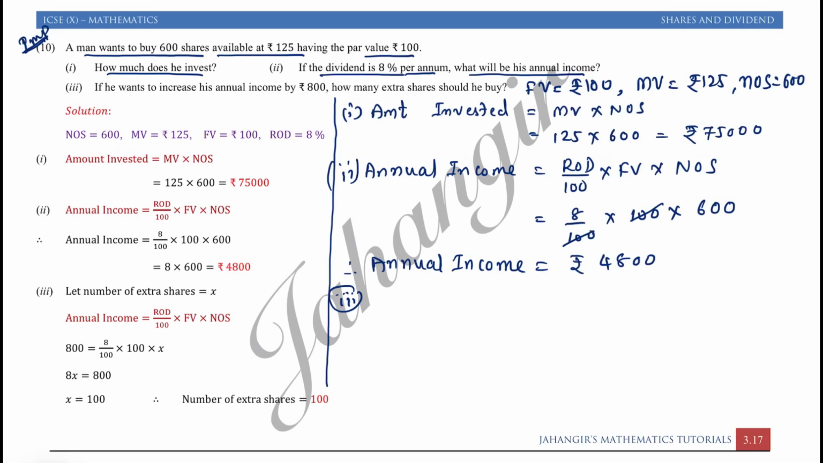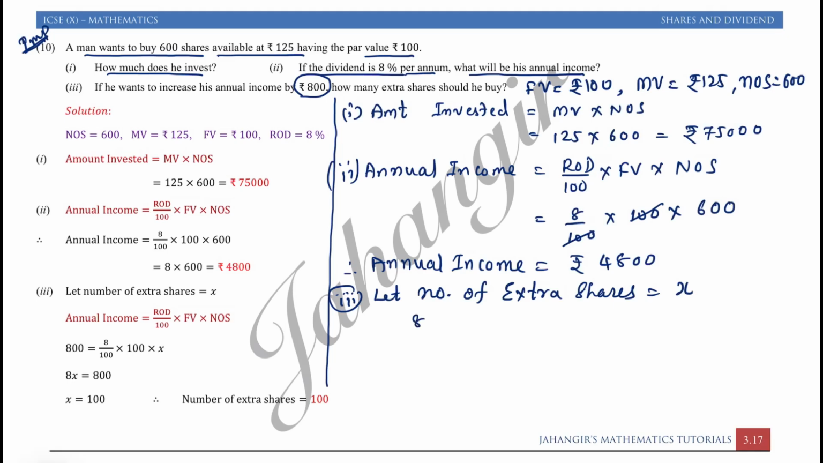Now in the third question, if he wants to increase the annual income by 800 rupees, how many extra shares should he buy? Means he wants extra 800 income, so he has to buy extra shares, so that his income is now extra 800 rupees. So what you have to do, you have to just write let number of extra shares is equal to x. So now 800 is the income on extra shares. So we will put into the formula of income.